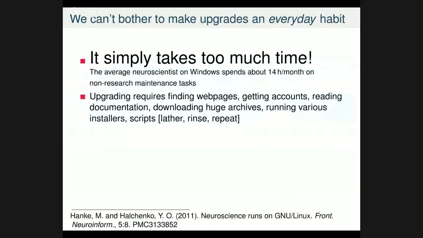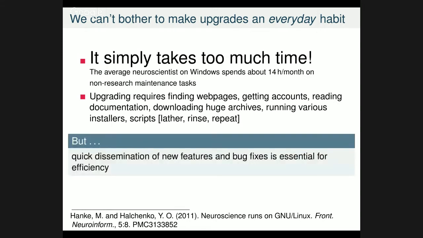So why can't we bother with upgrades happening every day? Because it usually takes a lot of time. In a publication we did a few years ago, we published the results of a survey, which are, by the way, all available on GitHub. So if you want to do some meta-analysis on those, you are most welcome. Apparently, on average, neuroscientists on Windows spend around 14 hours a month on non-research maintenance tasks, because probably Windows still lacks any ecosystem to maintain heterogeneous collections of software. And upgrading quite often requires, if you got your software from different sources, downloads, extraction, reading documentation, running various scripts, if you want to use more than just WordPad and calculator.